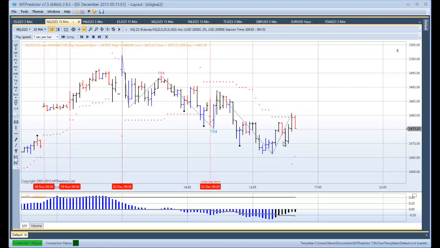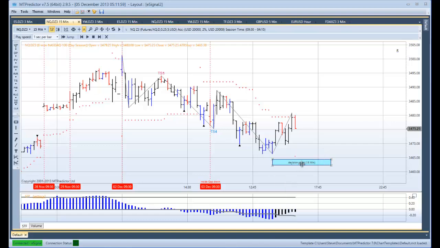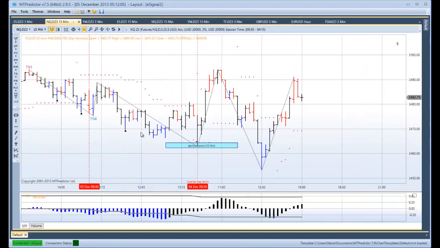So this is as of the close of the 3rd of December. You can see we had a pivot low here. So if we right mouse click, place the decision point on, this would give us our larger degree 15-minute support. If I now turn training mode off, you can see that the market came down and actually found support at this 15-minute DP support area here, which was the low just after the open.